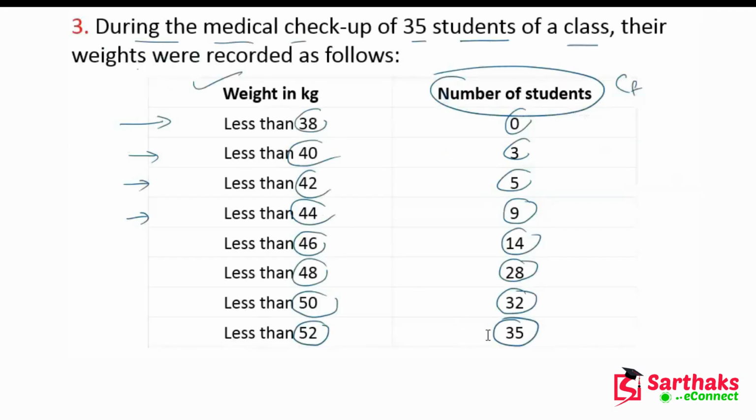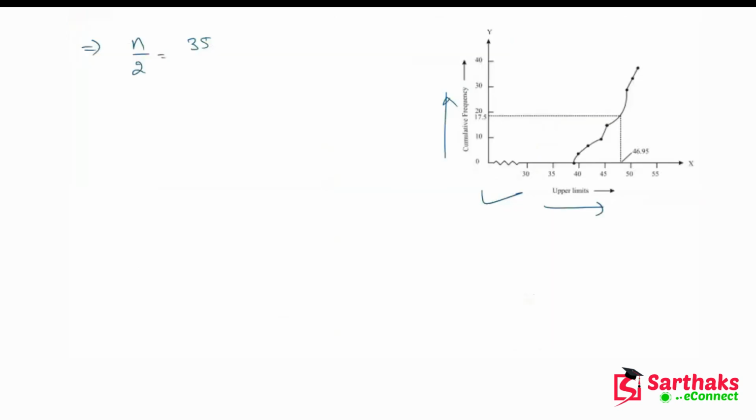Here is the upper limit and here is the cumulative frequency. Now my dear friends, if we see n upon 2, what is n? The number of observations is 35. If we observe the last row of the table, we can see that n is 35. So n upon 2 is 35 upon 2, which is equal to 17.5.